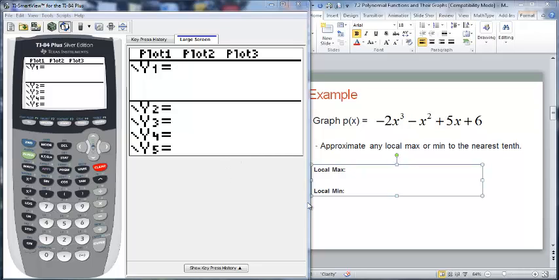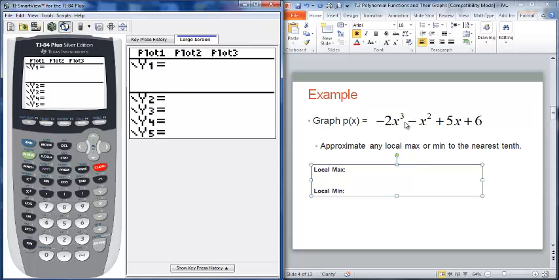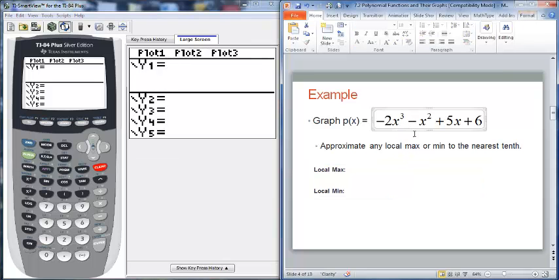So in this video, we're going to go ahead and find the local max and the local min using our calculators. If you notice, let me change the screen here a little bit. We have our example here on the right-hand side. So we're going to go ahead and plug in this equation right here.